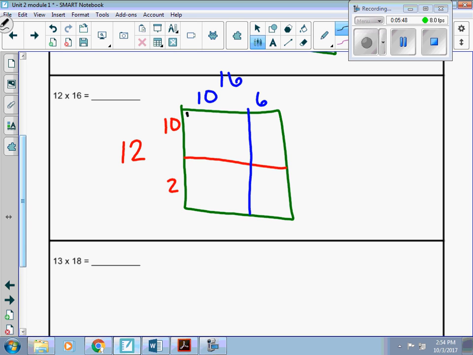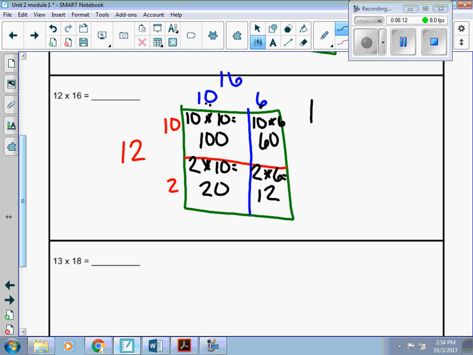So my top row has the tens. And I'm doing 10 times 10, which is 100. And then 10 times 6, which is 60. My bottom row has the 2. 2 times 10 is 20. And 2 times 6 is 12.